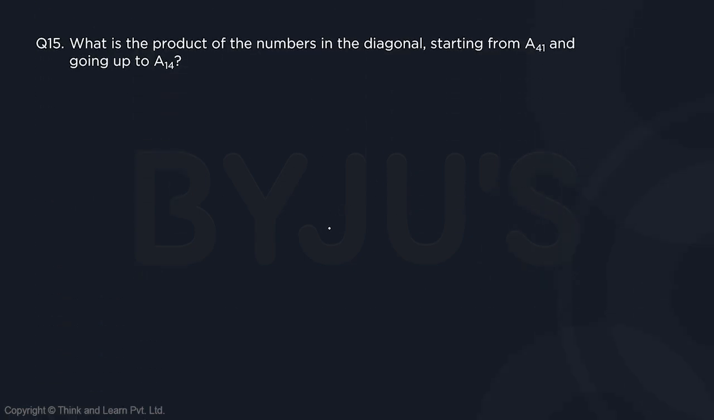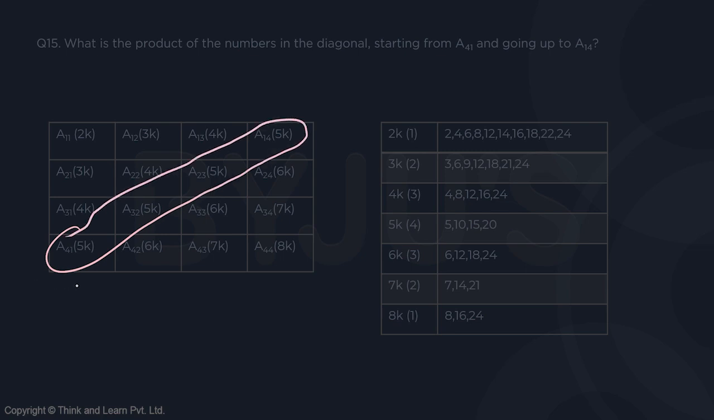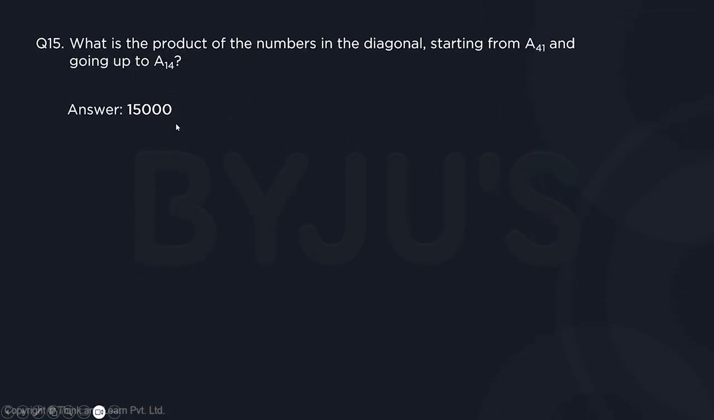And finally, what is the product of the numbers in the diagonal starting from A41 going up to A14? So going from A41 going up to A14, this diagonal, what is the product of the numbers in the diagonal? This diagonal contains all multiples of 5, and the multiples of 5 are 5, 10, 15 and 20. So their product is 5 into 10 into 15 into 20, which is 15,000. So 15,000 is the correct answer for us.